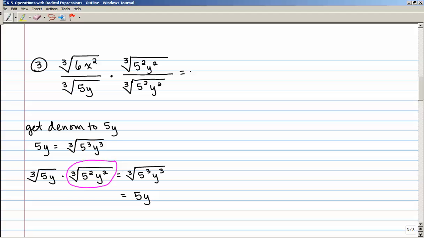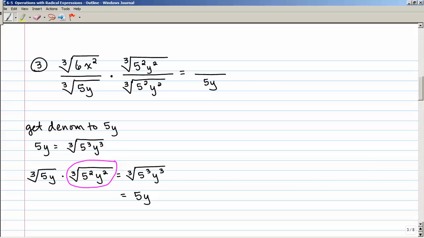Now that looks really messy, but let's do the bottom first. I already did the bottom. I already know what that's going to be. That's just going to give me a 5y, because 5 times 5 squared is 5 cubed. The cube root of that is 5. y times y squared is y cubed. The cube root of that is just y, and that's perfect. That's exactly what I want.